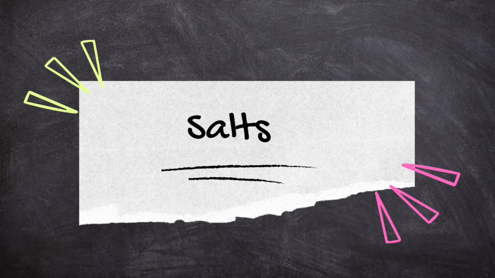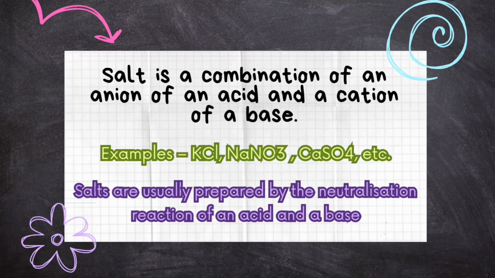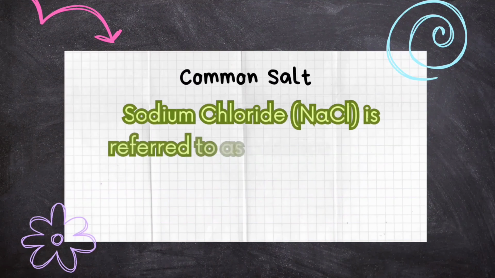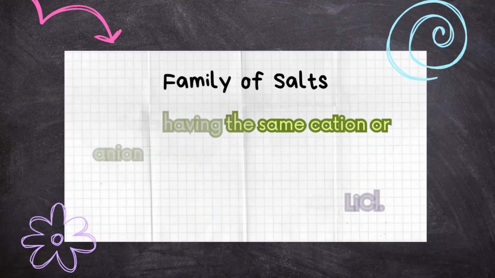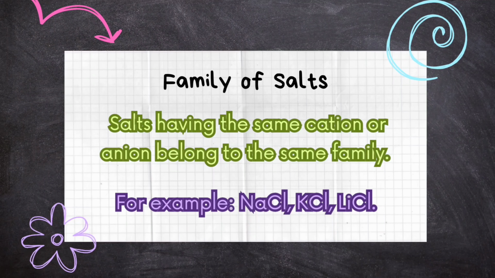Salts. Salt is a combination of an anion of an acid and a cation of a base. Salts are usually prepared by the neutralization reaction of an acid and a base. Common salt: sodium chloride, NaCl, is referred to as common salt because it's used all over the world for cooking. Family of salts: salts having the same cation or anion belong to the same family.